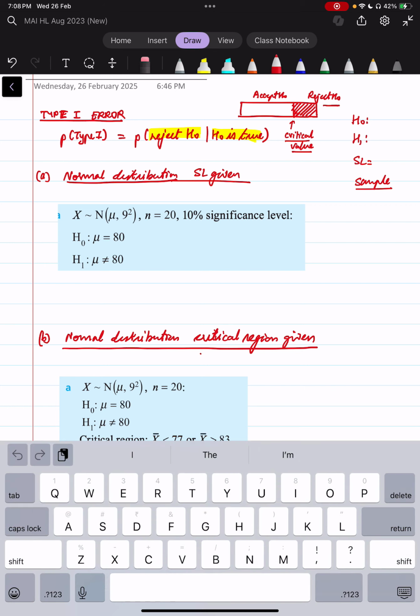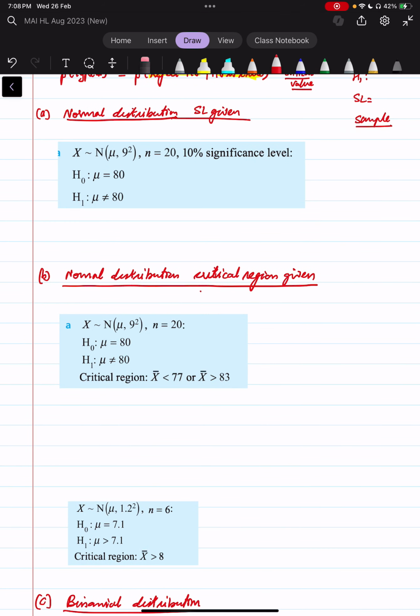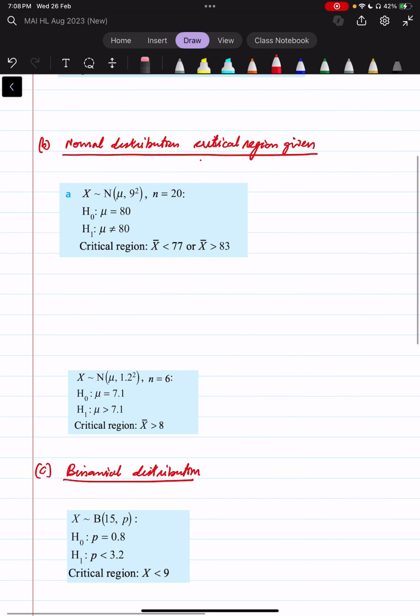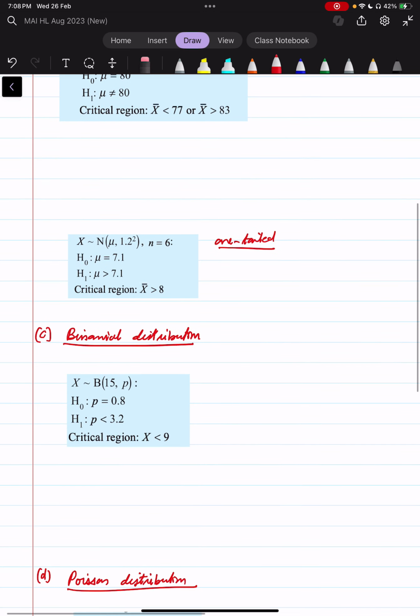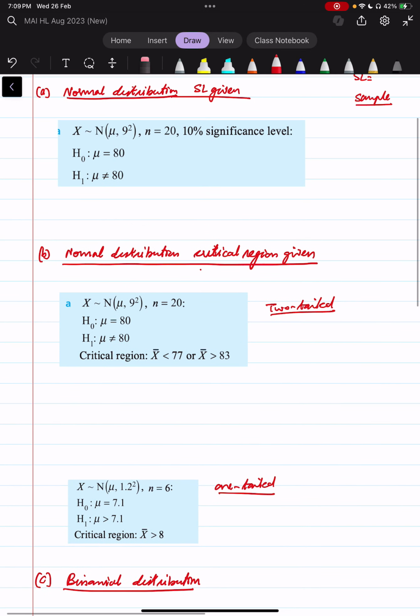So now I have collected sums of different types. The first one is normal distribution when the significance level is given. The second is when the critical region is given. So this is your two-tailed and this is your one-tailed. I've taken an example of both. For binomial distribution, I've taken one-tailed only, but the same thing can apply for two-tailed as well. Poisson also, I've taken one-tailed, but two-tailed also. Two-tailed means the rejection region is on both sides. One-tailed is the rejection region on one side.